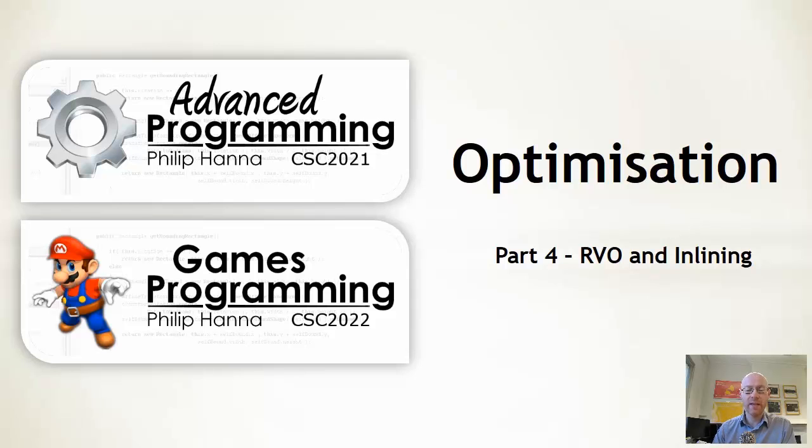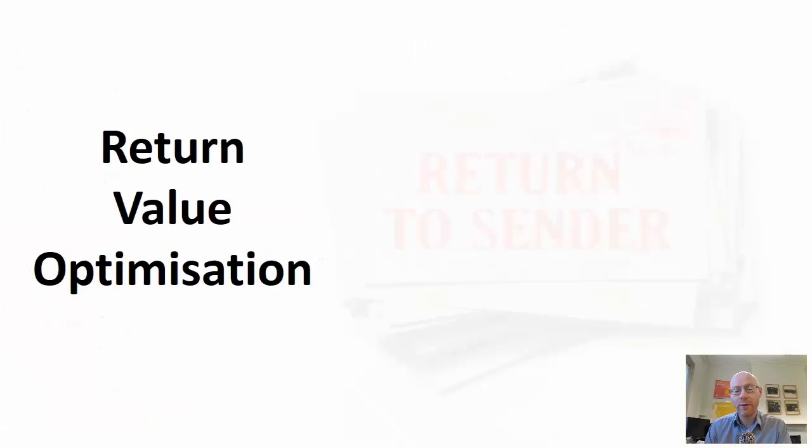Part of our optimization talks. In this one, we're going to touch upon a couple of miscellaneous items, primarily return value optimization, and then having a look at inlining. We'll start off with return value optimization.